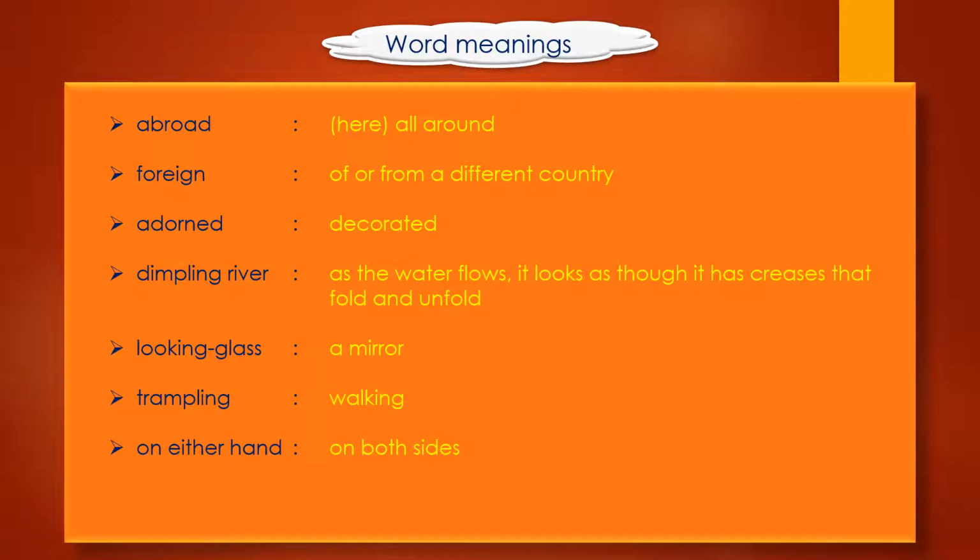Now, the last word is playthings, which means toys. Yes, children, playthings means the things with which a child can play, isn't it? So the toys were the things for the child. Toys were the playthings for the child. So playthings means toys.